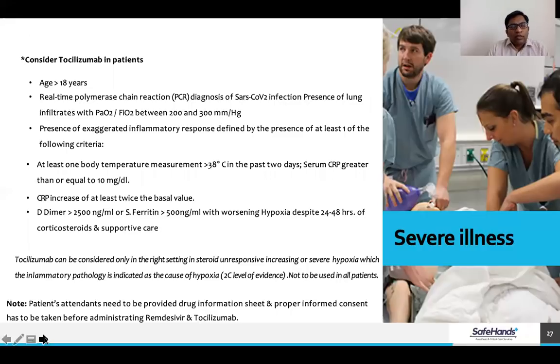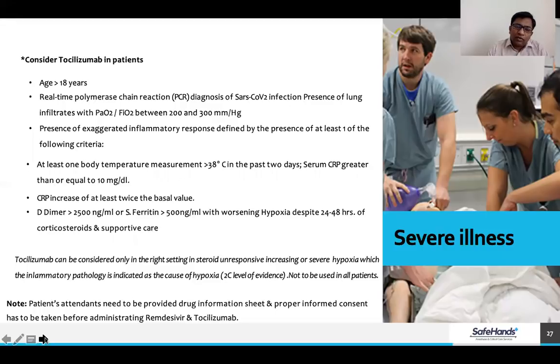Consider tocilizumab in patients aged more than 18 years, with real-time RT-PCR diagnosed SARS-CoV-2 infection, presence of lung infiltrate, and PF ratio between 200 and 300, with an exaggerated inflammatory response defined by the presence of at least one of the following criteria: at least one body temperature measurement of more than 38 degrees in the past 2 days, serum CRP greater than or equal to 10 mg per deciliter, CRP increase of at least twice the basal value, D-dimer of more than 2500 nanogram per ml, or serum ferritin more than 500 nanogram per ml, with worsening hypoxia despite 24 to 48 hours of corticosteroids and supportive care.